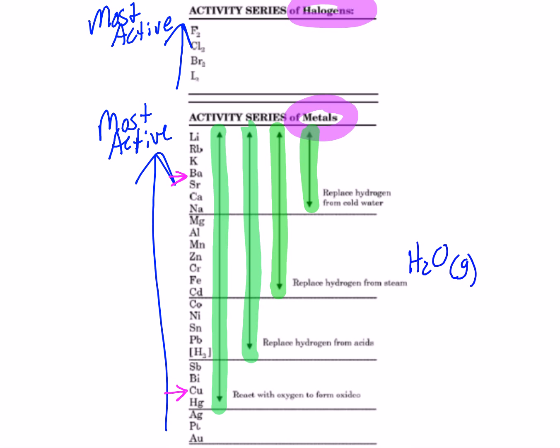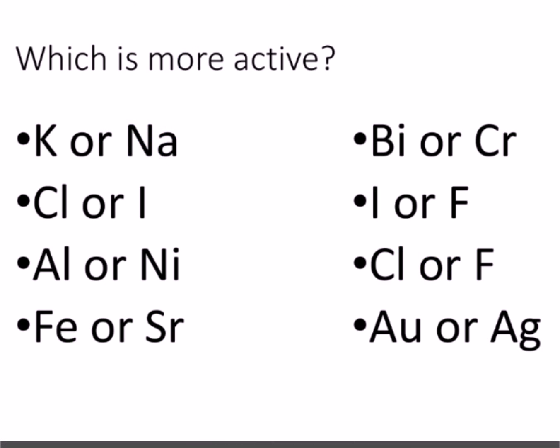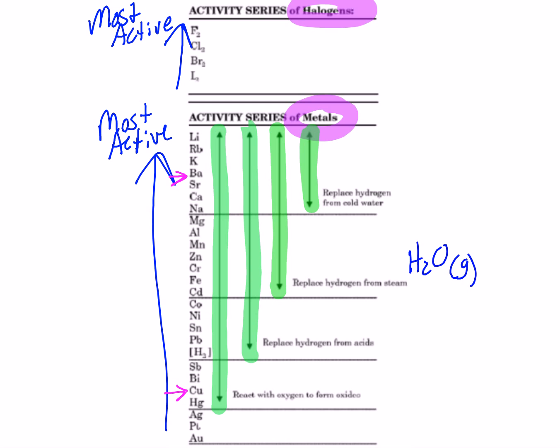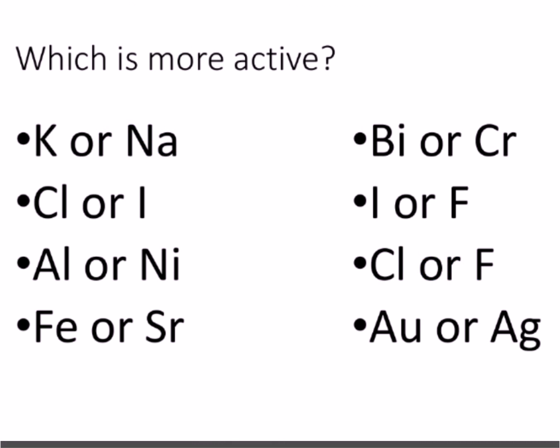Question. This is how we use our activity series, guys. Let's do some practice there on page 15. I've got potassium or sodium. We've got to figure out which one is more active. Potassium's right here toward the top. Sodium is the last one in the top section. Which one's more active, folks? Potassium. Why? It's higher up.